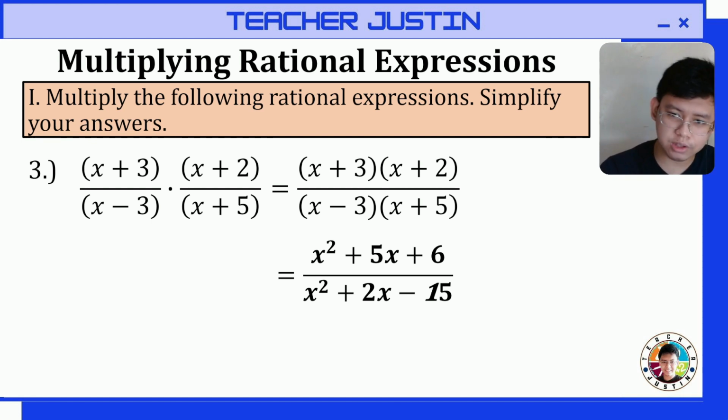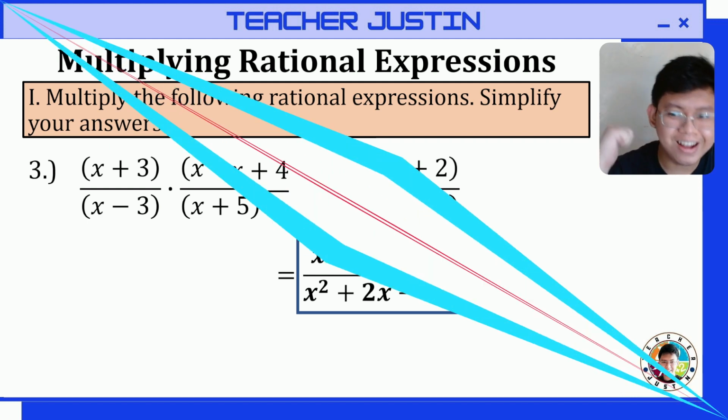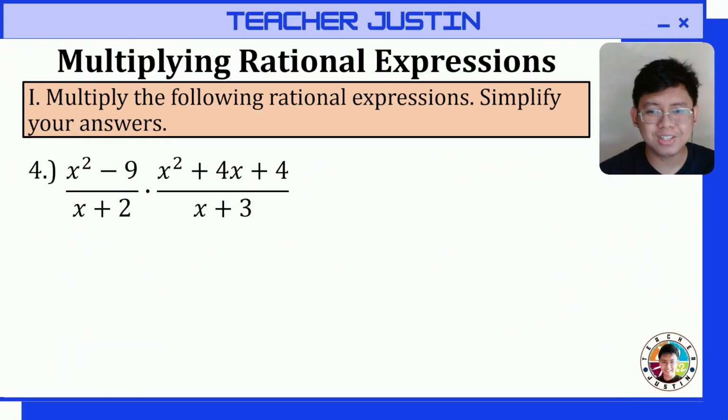And yung sa denominator naman natin, we will have x squared plus 2x minus 15. And that will be our final answer. Tada! Alright. Let's multiply this rational expressions.